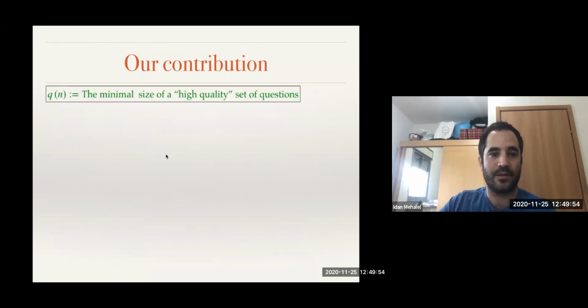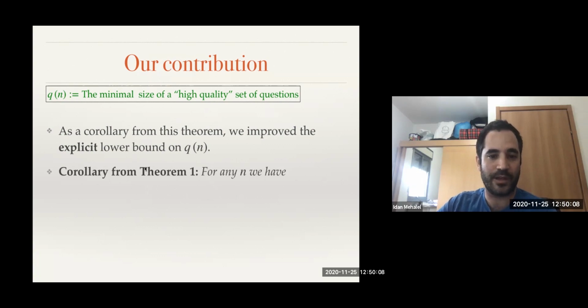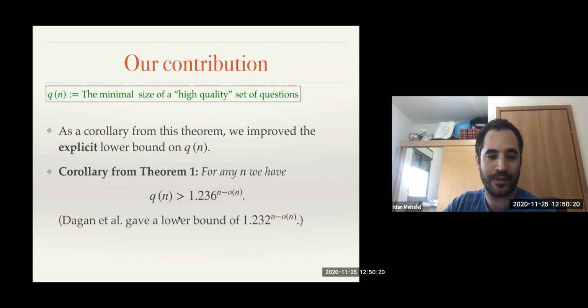And we also have a corollary from this first main result, from this formula for Q of n, which improves the explicit lower bound on Q of n. So this is the corollary, that for any n, we have the following lower bound: Q of n is more than 1.236 to the n, up to a sub-exponential factor. And just a reminder that the previous lower bound given by Dagan et al. was 1.232 to the n.